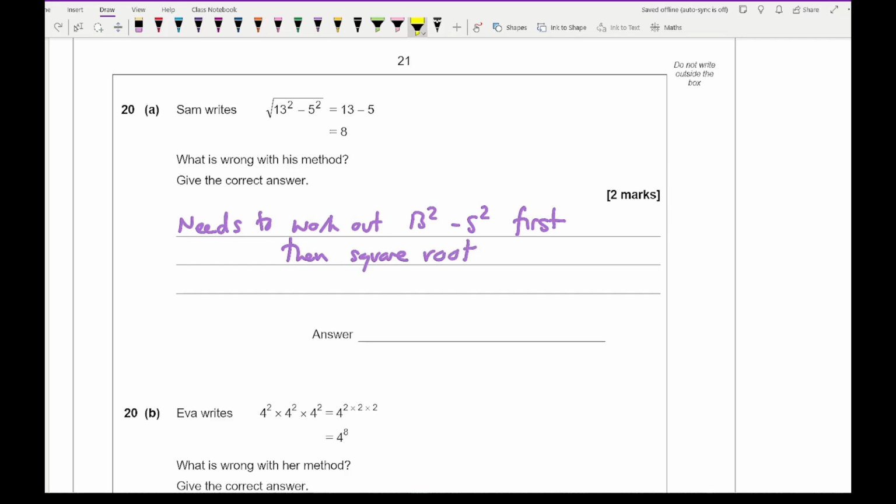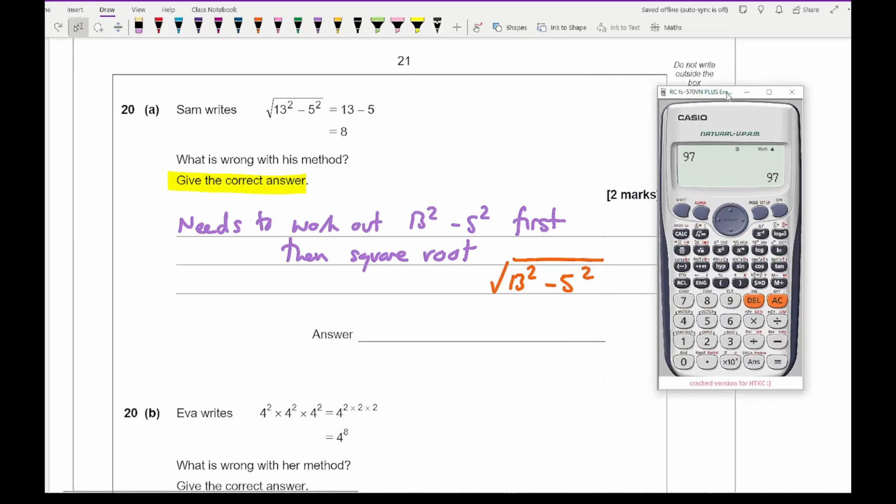Now, the key thing a lot of people will forget is that it also asks to give the correct answer. So what we then need to do on the calculator is enter the square root of 13 squared minus 5 squared. Using the functions on the calculator, press equals, and I get the correct answer of 12.